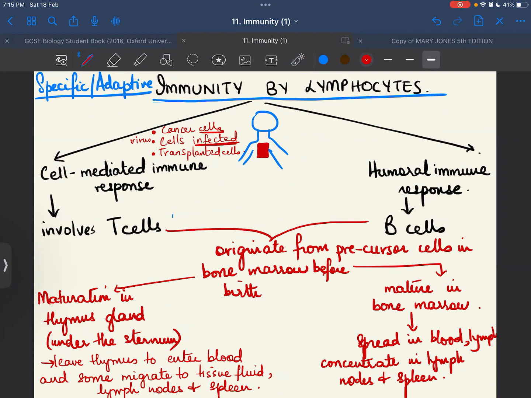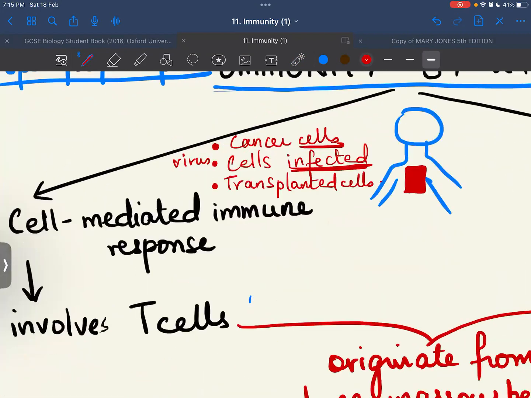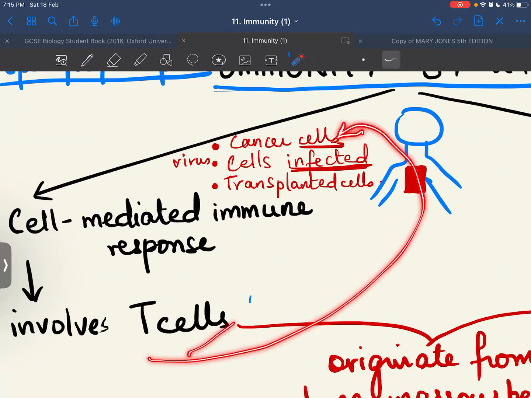यानी कि अगर हमारी body में cancer cells आ गए, so these T cells will help destroy the cancer cells. They can also destroy the transplanted cells because they consider them as foreign cells or non-self cells, and they can also destroy the virus infected cells.